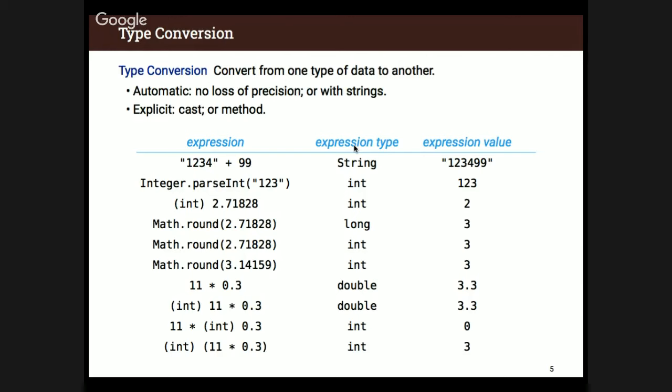And the bottom line is there are 3 ways. The first way is called automatic type conversion.